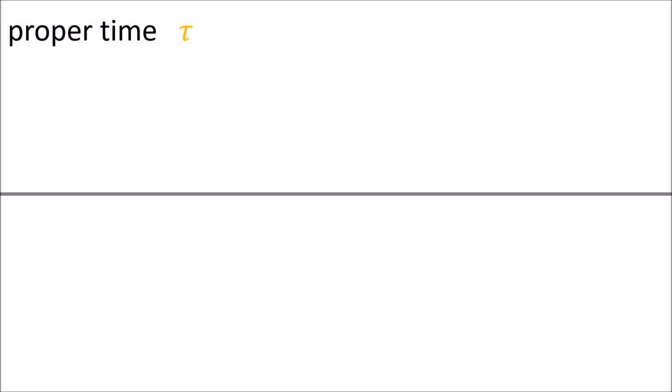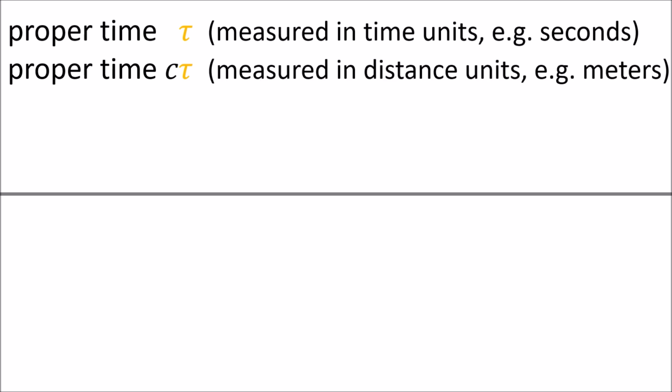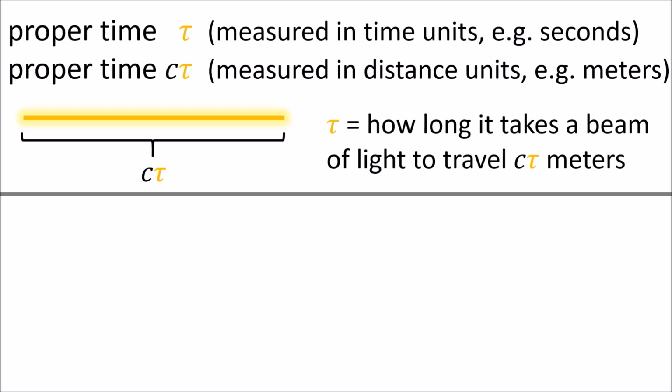In this video, you will hear me call tau the proper time, but sometimes I will also call c times tau the proper time. Tau is the proper time measured in time units, like seconds, and c times tau is the proper time measured using space units, like meters. To measure a time in meters, we just measure how long it takes for a beam of light to travel that number of meters.